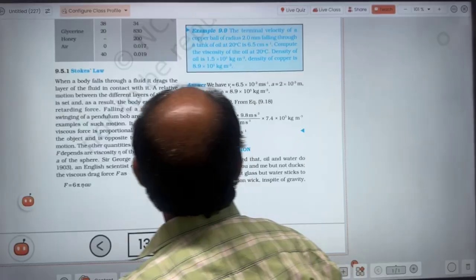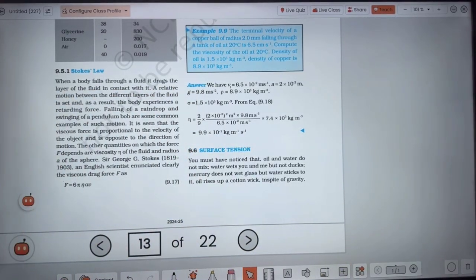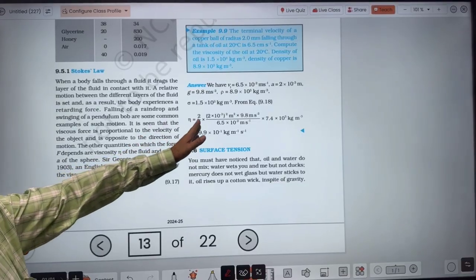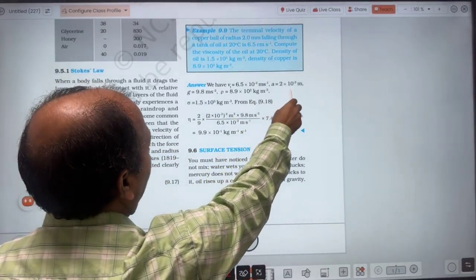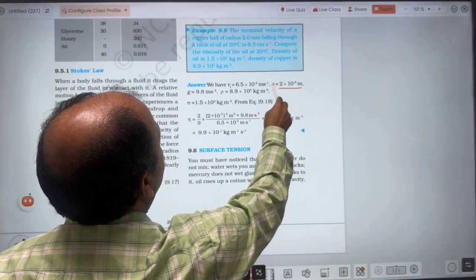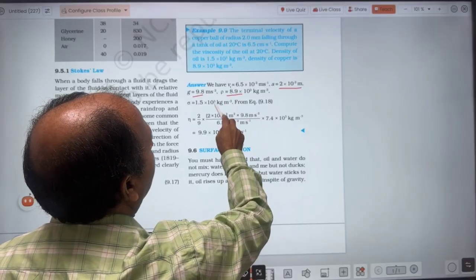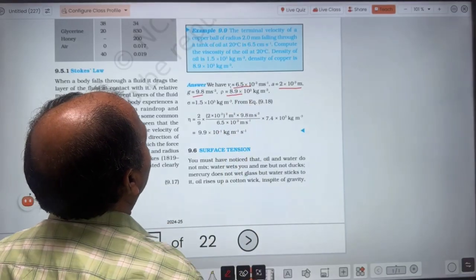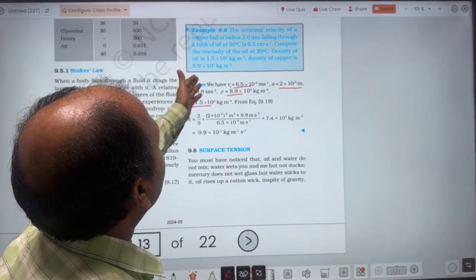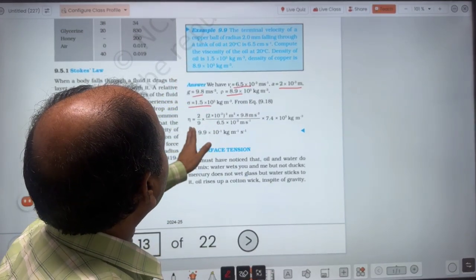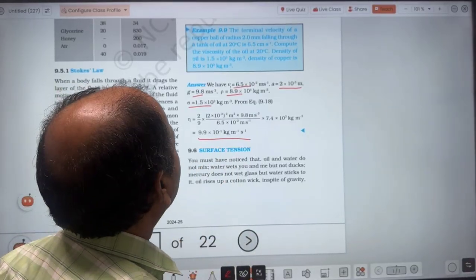So it is a simple question. We can put the values in the formula. So eta equal to 2 by 9, and then we write the difference here. It is 2 into 10 power minus 3, and it's 9.8, rho is 8.9, and velocity is given, and here the density of that oil in which it is falling is also given. So after putting those values, we will get eta equal to this. That you can do. I think you have understood.